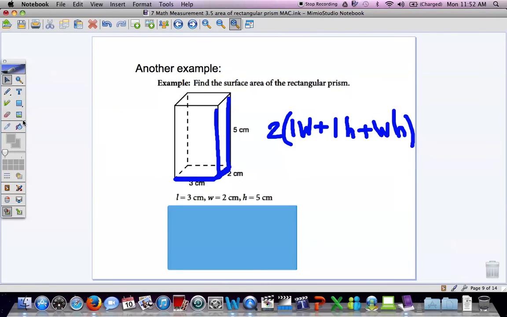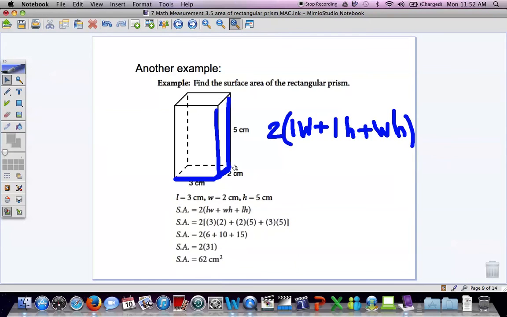So try to calculate the area of this. Pause the video. I'll reveal it now. 62 centimeters squared.